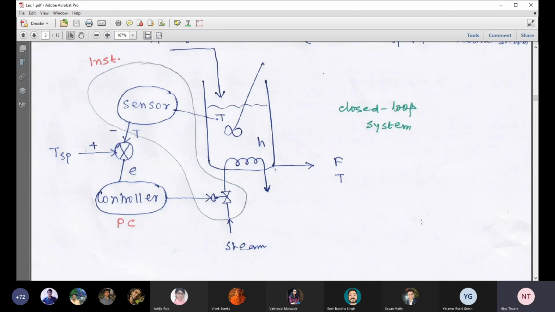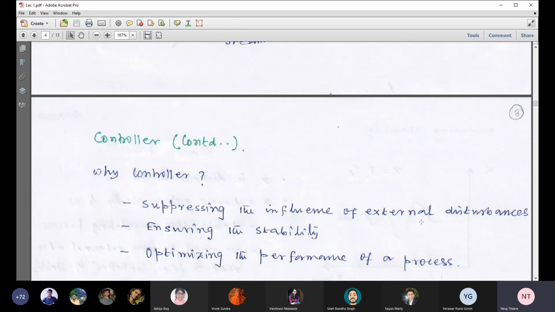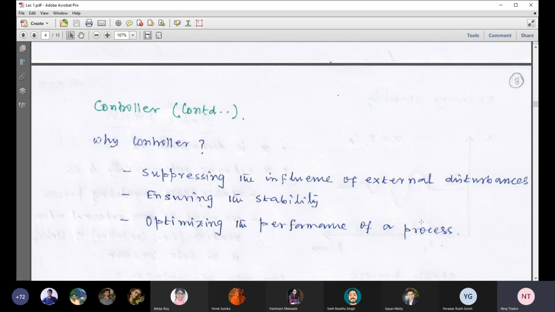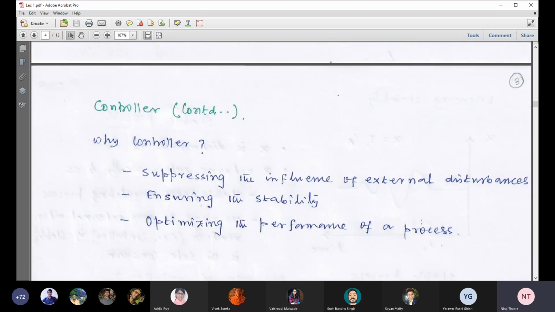Okay, I think you all understood this. Now, the question is why we should go for a controller. We have taken one example now, but what is the need of this controller? We'll discuss these three points one by one.